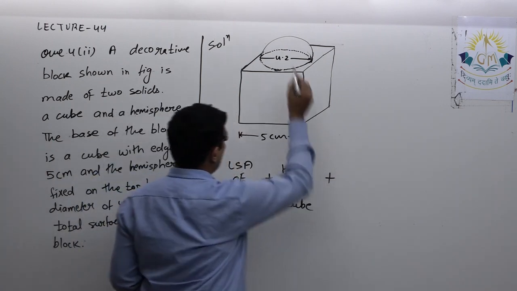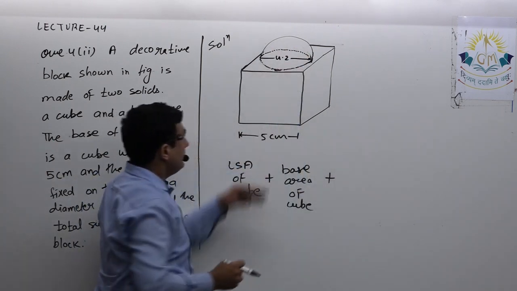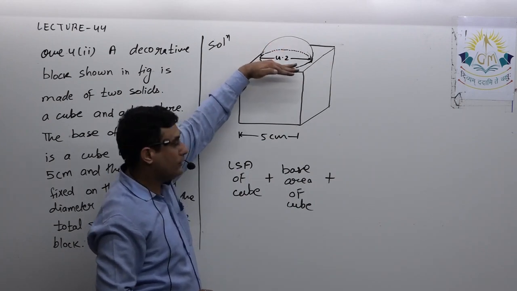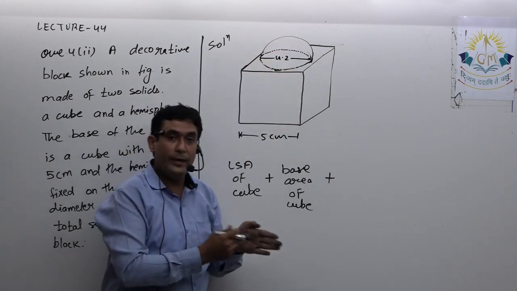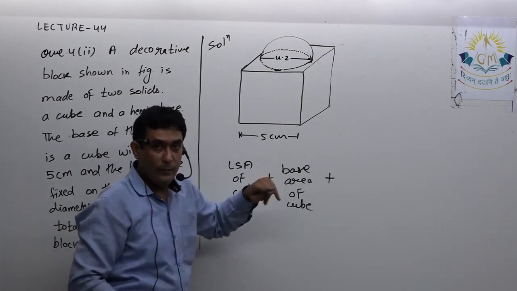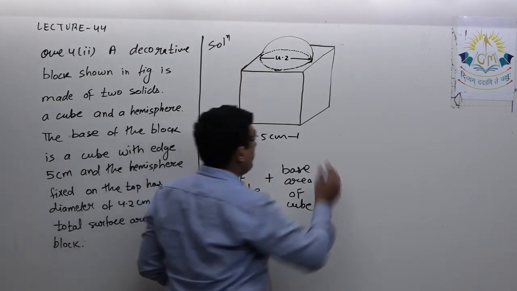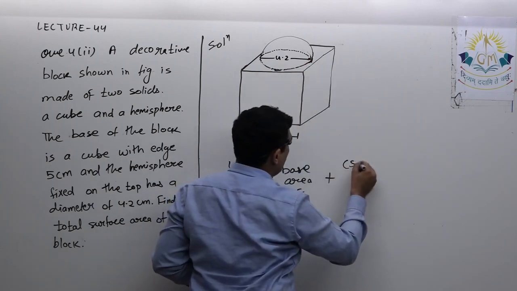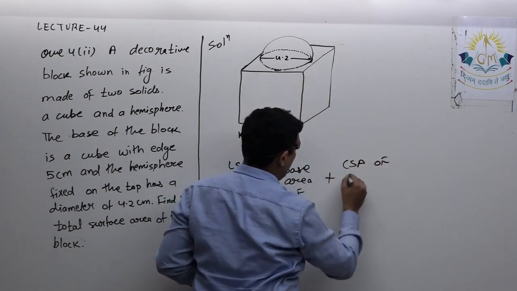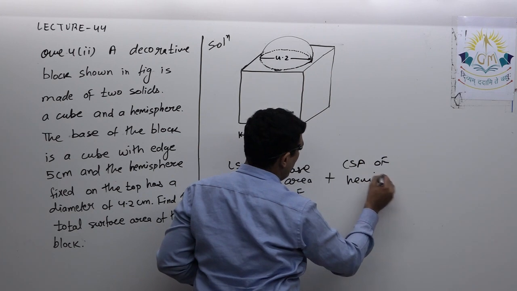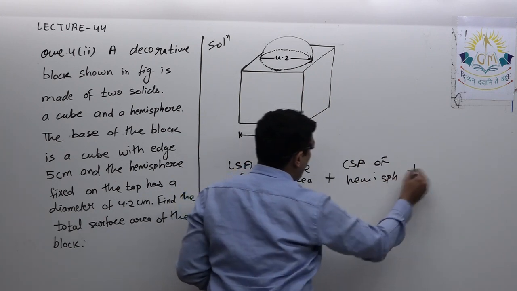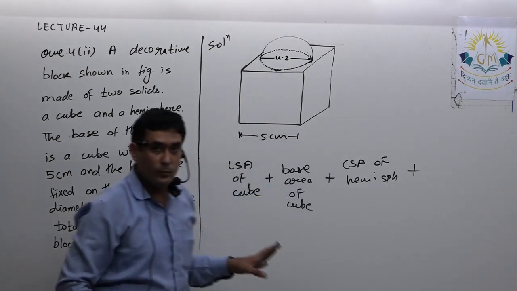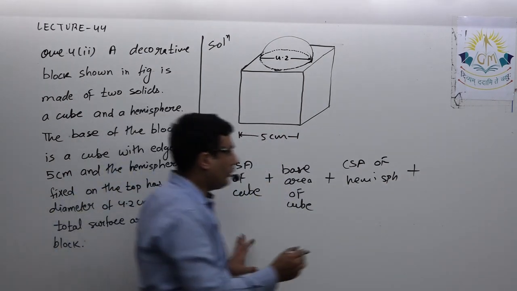Now what about this? This hemispherical part is placed on that. That means it is not possible to paint on the base of the hemisphere. It is only possible to paint on the curved surface area, CSA of hemisphere. Now after all these, is there any surface where it is possible to paint? Yes, it is possible to paint.